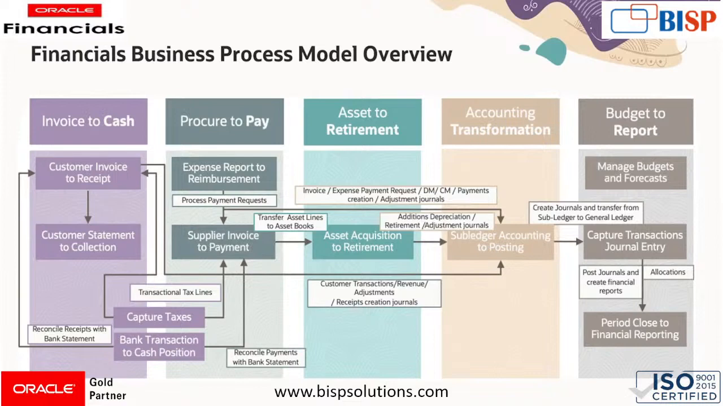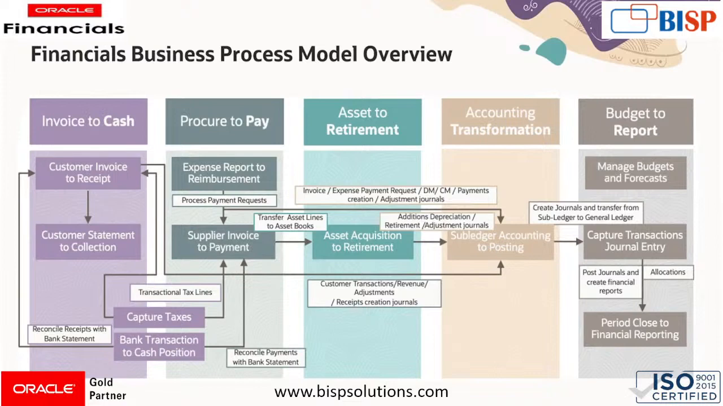In the asset work area we perform asset to retirement. In assets we do the asset acquisition, the addition, the depreciation, the adjustment and the retirement. So in the asset work area we do these tasks.